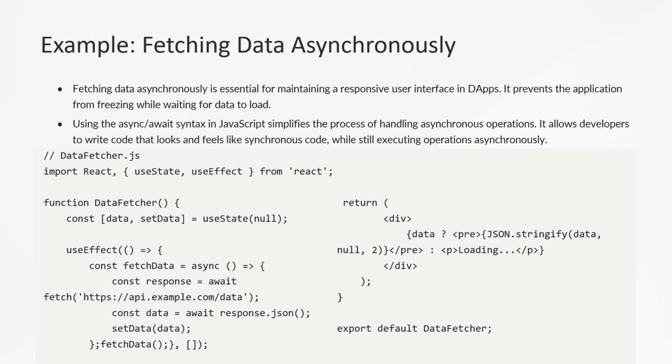Within the component's return statement, a conditional rendering logic presents the fetched data in a pre-formatted manner using the pre tag if it exists. If data is not yet available, a loading message is displayed. This conditional rendering ensures that users receive appropriate feedback while the data is being fetched. Finally, the data fetcher component is exported, making it available for use in other parts of the application.